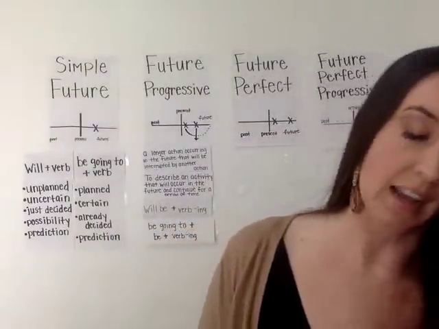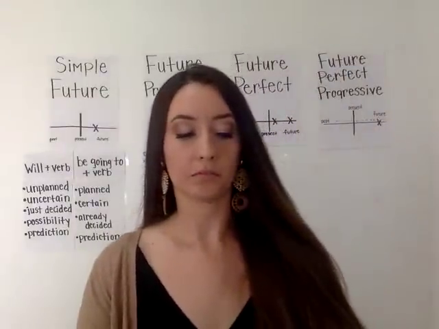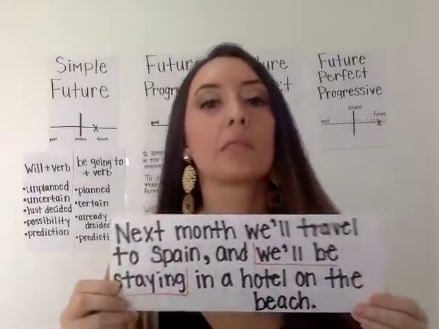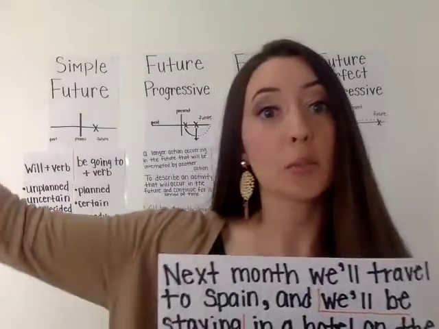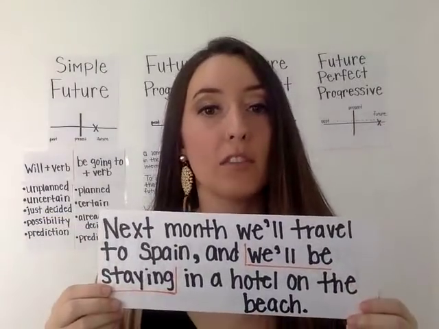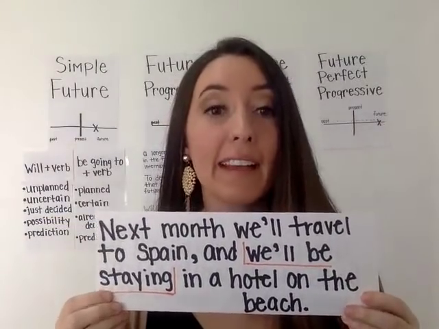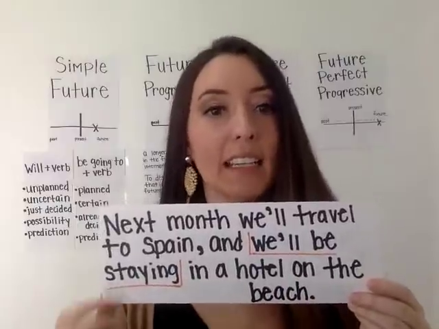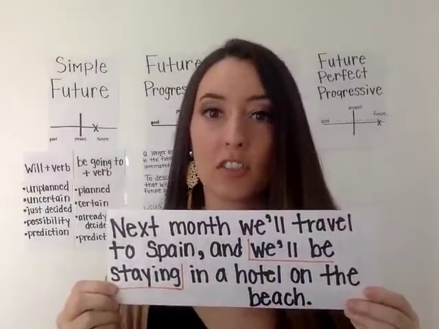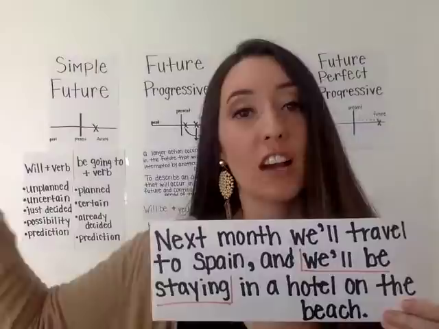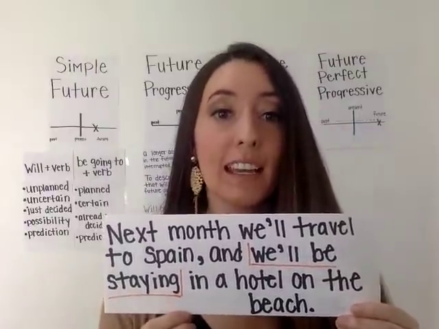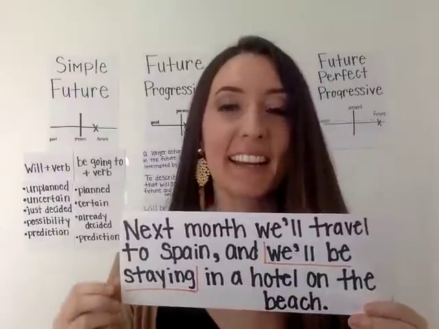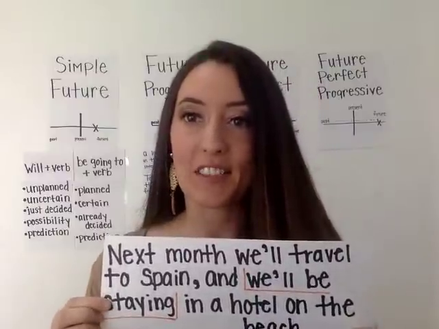Let's take a look at a few more examples. Next month, we'll travel to Spain. This means we have future plans. And we'll be staying in a hotel on the beach. So our future plan is traveling to Spain, and the continuous action in the future is that we'll be staying in a hotel on the beach.